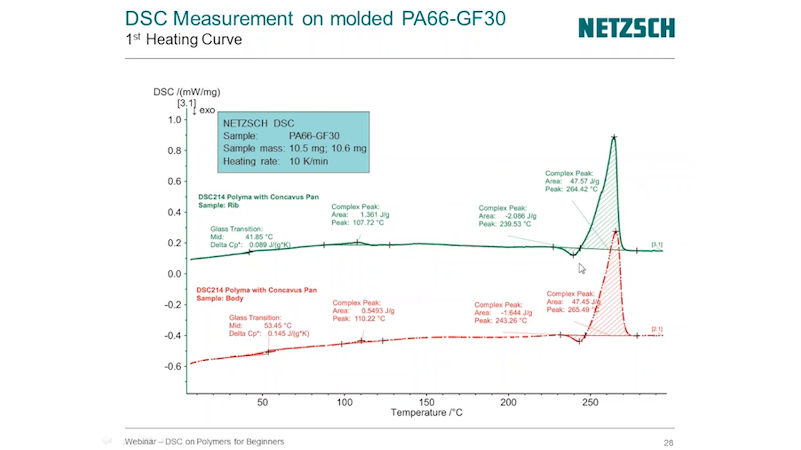And that tells us that the material's not as crystalline in the rib area as it is in that body area. And that tells us that we may have some issues with strength in the area of that rib. Okay, so that's why I think if this thing had been processed or cooled down more smoothly, we probably wouldn't see this. So that's something that's pretty important.